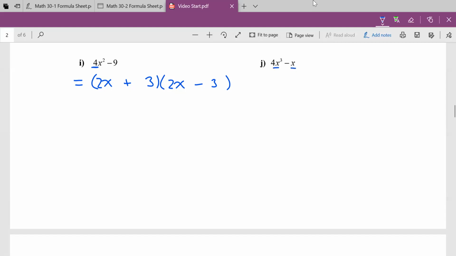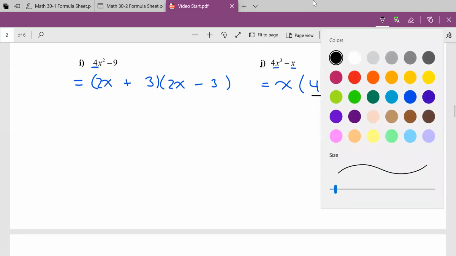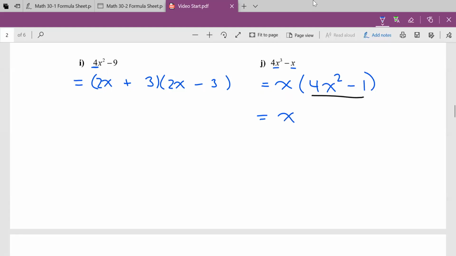Now, J, what I need you to notice is this actually isn't a difference of squares. But the first thing I can do is take out a greatest common factor. That's an x. I have 4x squared minus 1 left as a binomial. Now, the 4x squared minus 1, that's a difference of squares. So that means I need to continue factoring. The square root of 4x squared is 2x. The square root of 1 is 1. Positive and negative, order doesn't matter. So that's a little bit more complicated than the others. So I always want you to check, can I keep factoring? Am I done the question?